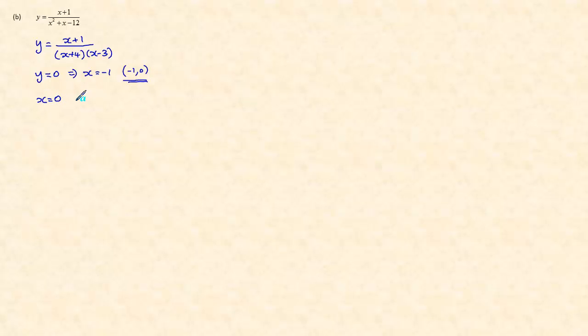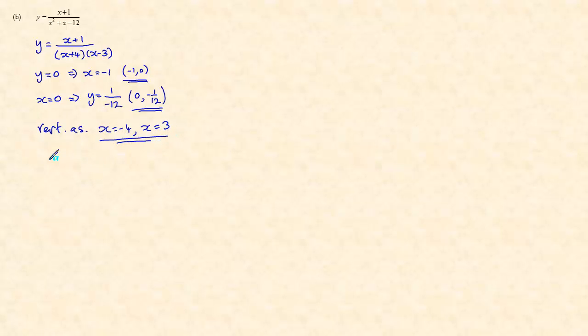If x is equal to 0, then y is going to be 1 over negative 12. So we have 0, negative 1/12 as our y-intercept. Looking at the denominator, in this version here, we can see that we have vertical asymptotes at x is negative 4 and x equals 3.